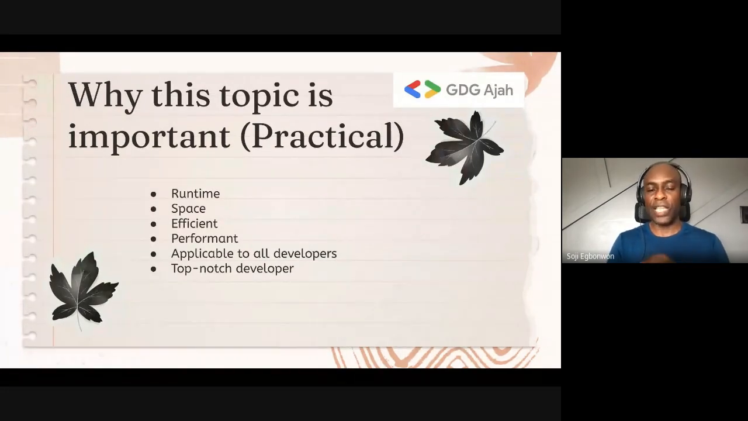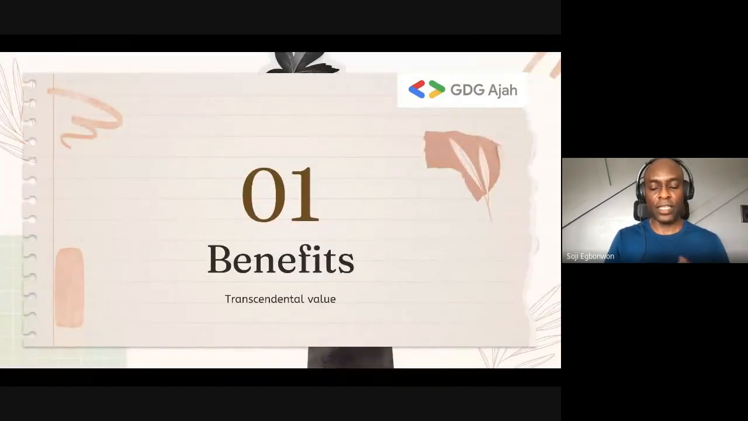Okay, so even if it applies to all, may not grasp it, all right? But if you want to distinguish yourself, if you want to be attractive to high-paying companies or companies who are really pushing the next frontiers of technology, all right, you need to pay attention to this. Okay, so this is a very important topic.